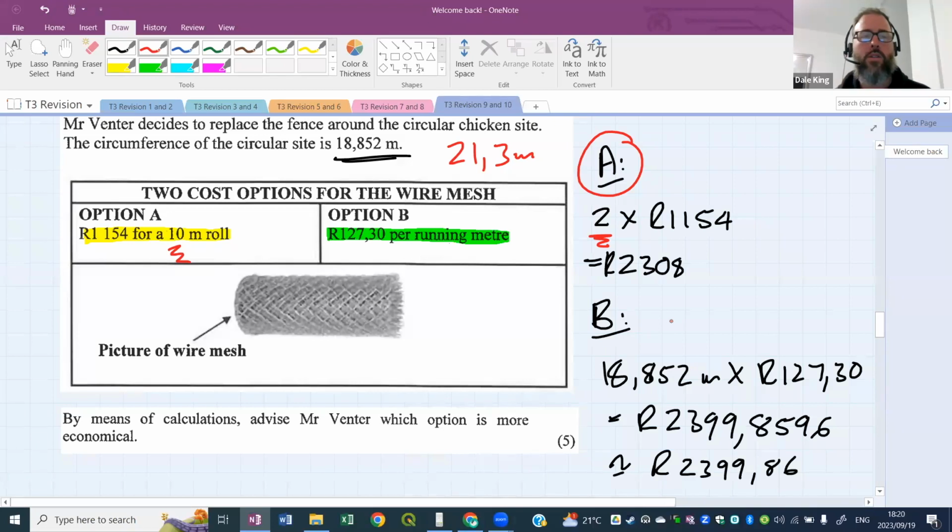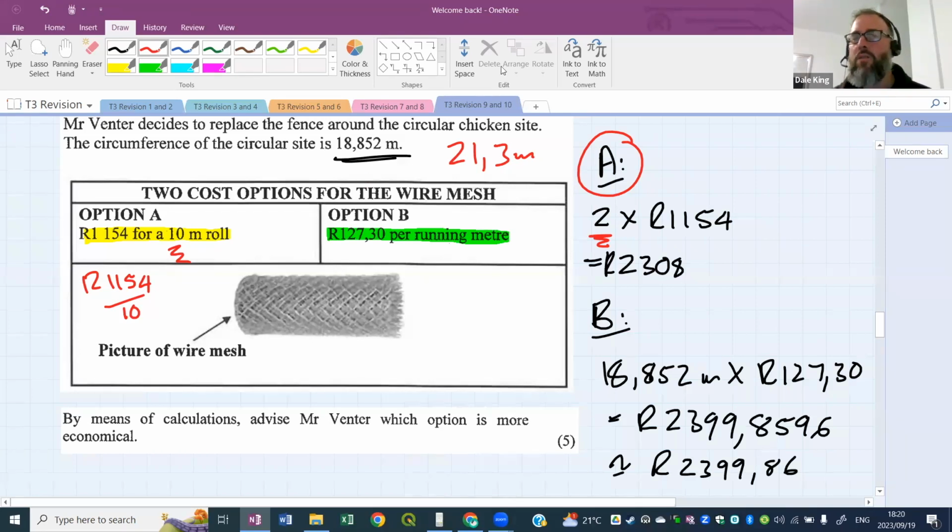Now, some people might argue and say, he's going to have leftover, is it really economical? You're right, there is a little bit of fence left over. If you were really nitpicking, you could work out how much that little bit of fence is. You could say 1154 divided by 10, and that'll give you a price per meter. It's 115 rand per meter, and work out exactly how much fence he's got left over. He's wasted 100 odd rand of fencing.